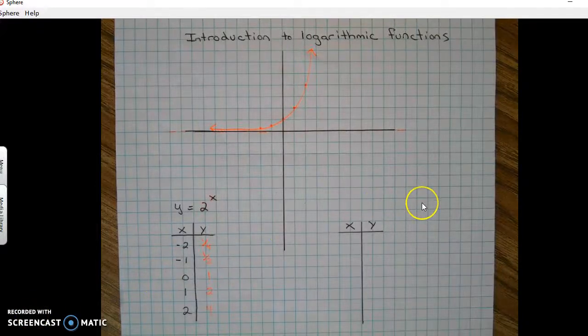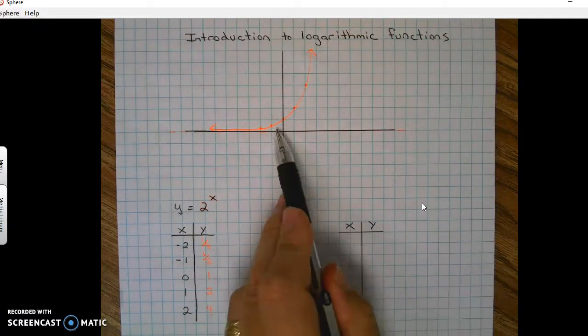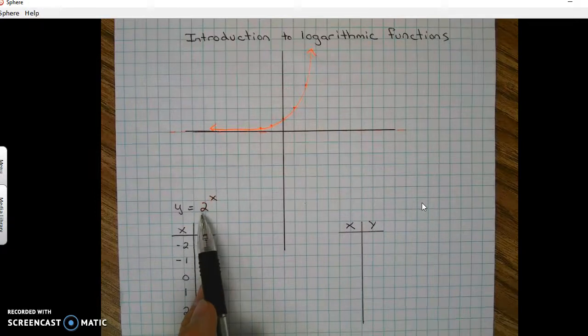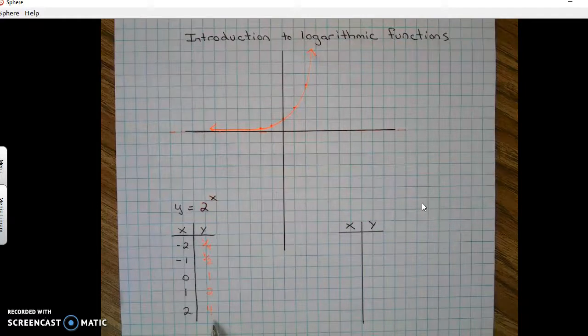Alright, so today we're going to look at logarithmic functions. In order to look at a logarithmic function, we're going to start off with an exponential function, specifically y equals 2 to the x. What I did was pick a base for my parent, I chose 2, and I made a table plugging in these x values and getting these y values out.